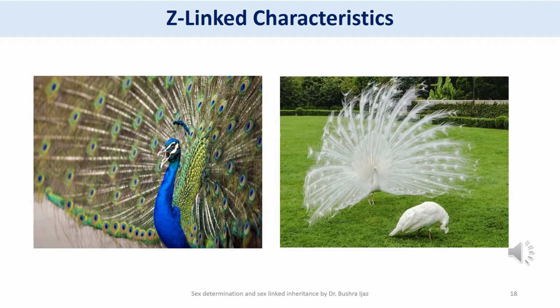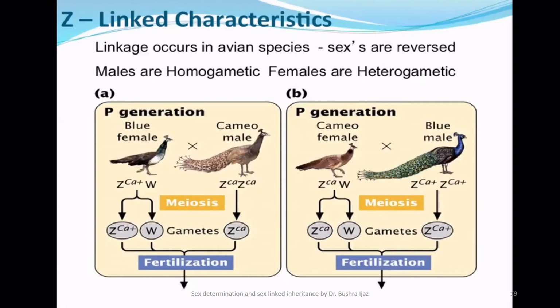Now, same as the X-linked characteristics, except that the pattern of inheritance in the males and females is reversed. The Z-linked characteristic of the cameo phenotype in the Indian blue peacock is a very good example to explain Z-linked characteristics. Let's watch how these characteristics are inherited from one generation to the next.